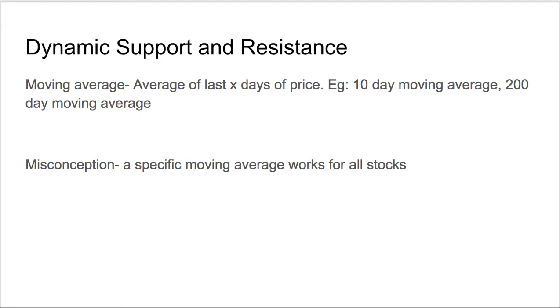One common misconception among traders is that a specific moving average works for all stocks, which is not the case. Certain stocks may follow the 10-day moving average, certain might follow the 20-day moving average. So you always have to evaluate a stock in a vacuum and see which moving average it actually respects. Different stocks are different, so you have to look at each in a vacuum.